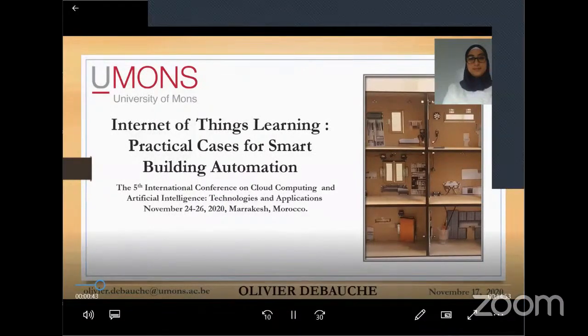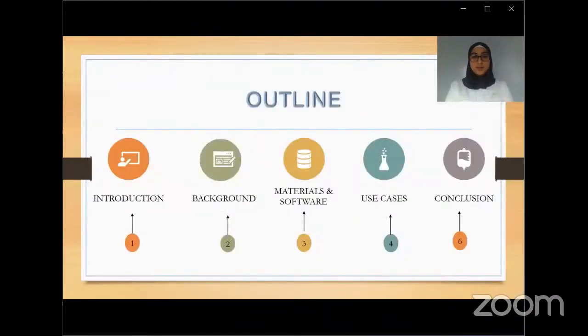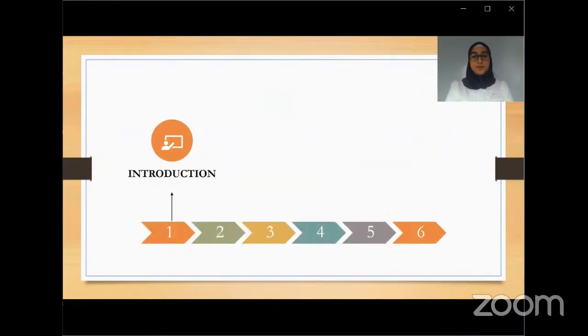This presentation will be as follows. First of all, we will define what a smart building means in the introduction. Second, we will present the background of the study. Third, we will provide an overview of the different materials and software used in our use cases. Fourth, we will explain in depth the methodologies followed to build our cases. Finally, we will sum up the main findings in the conclusion. Let's get started.